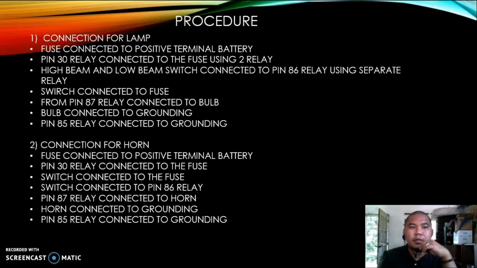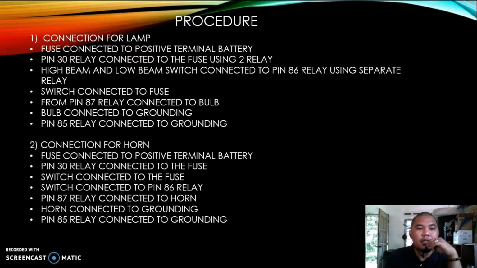For the procedure, the first is the connection for the lamp. The fuse is connected to the positive terminal of the battery. Then pin 30 of the relay is connected to the fuse, using two relays. The high beam and low beam switches are connected to pin 86 of the relay, using separate relays. The switch is connected to the fuse. Pin 87 of the relay is connected to the bulb, and the bulb is connected to the grounding, and pin 85 of the relay is connected to the grounding.